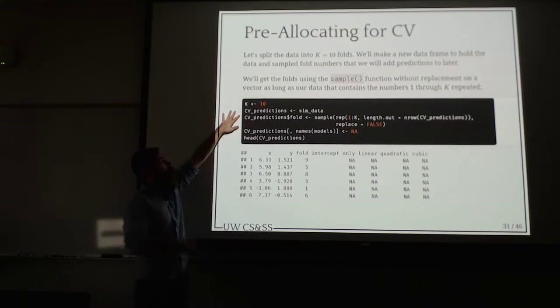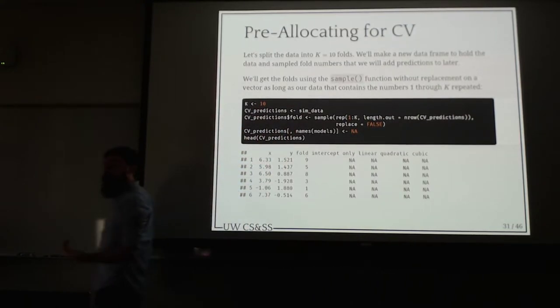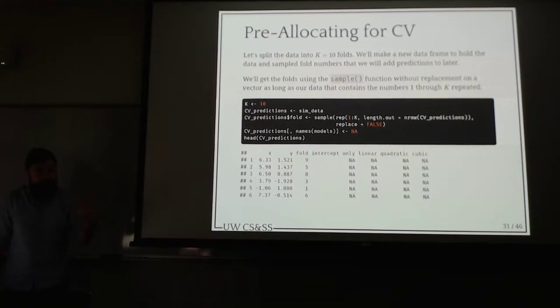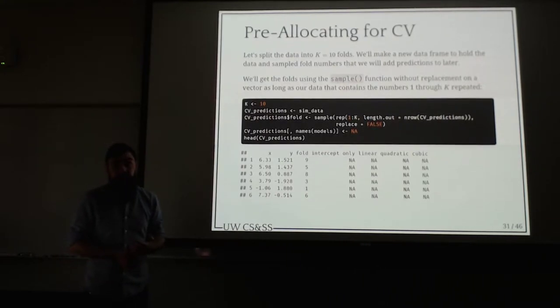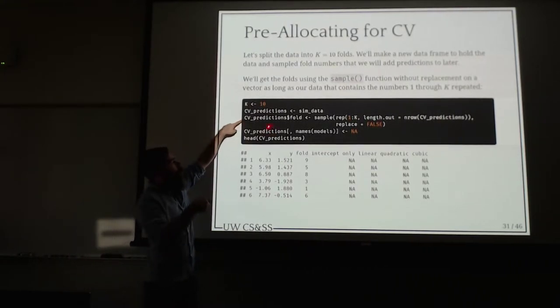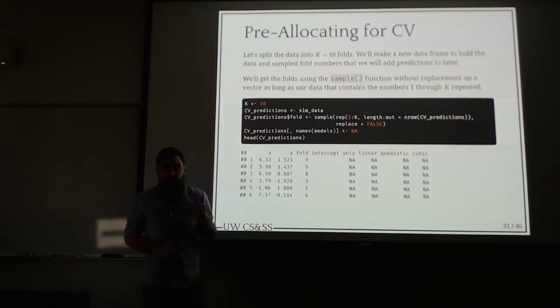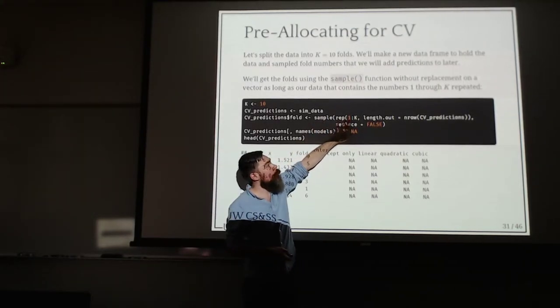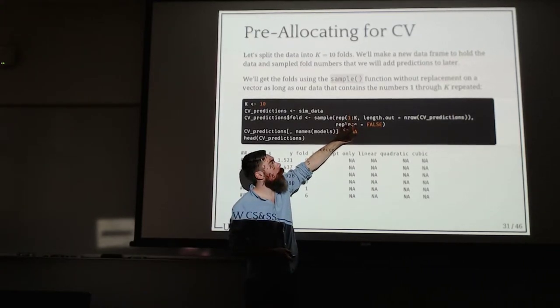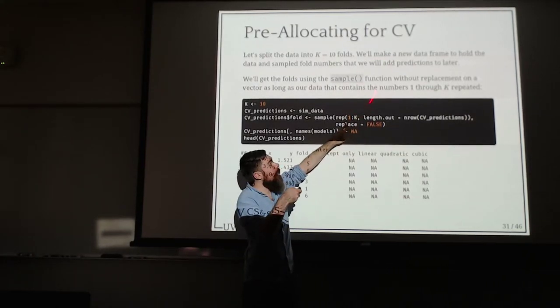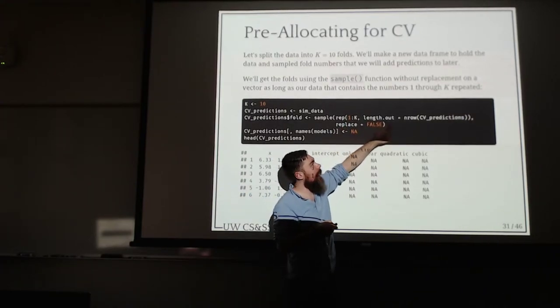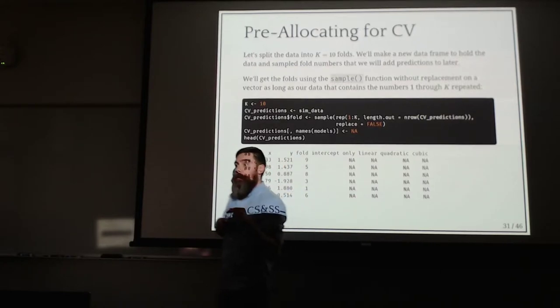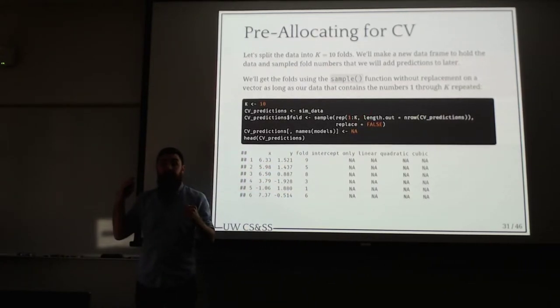My CV predictions, my cross-validation predictions, are again going to be equal to my sim data that I began with. That's just the X and the Y column, the simulated data I started with, because I want all those X, Y values there, and I'm going to add some stuff to them. Then I'm going to create a new variable in CV predictions, and this is a somewhat complicated piece of syntax. I'm saying I want to sample from repeated numbers. The numbers are 1 colon k, where k is 10. This is the vector of integers 1 through 10. I want to sample from the numbers 1 through 10, with length.out equal to the number of rows of CV predictions. So I'm going to sample from 1 to 10 as many times as necessary to fill up something equal in number of rows to the predictions.